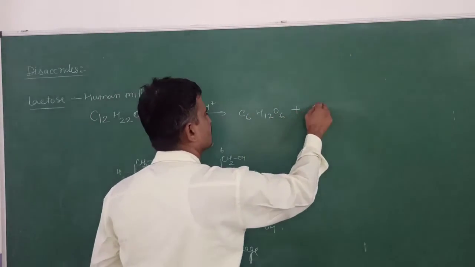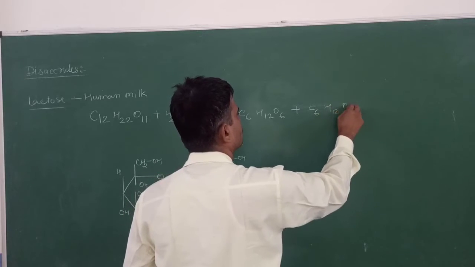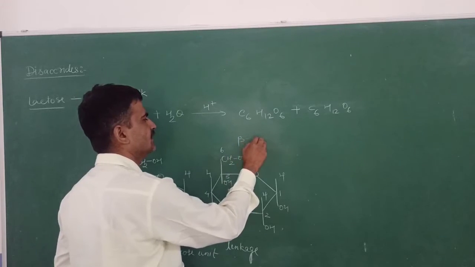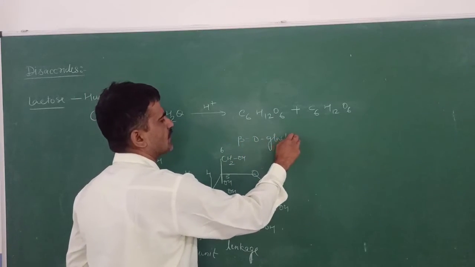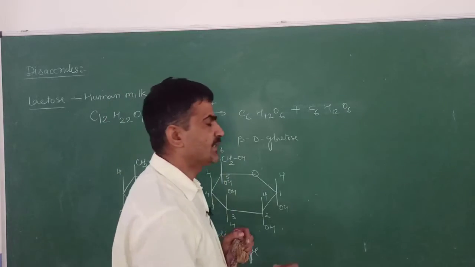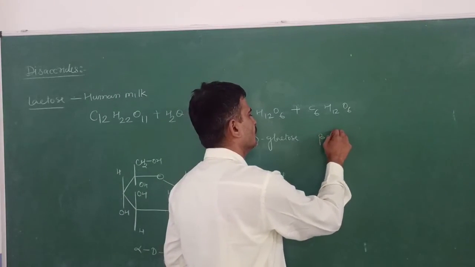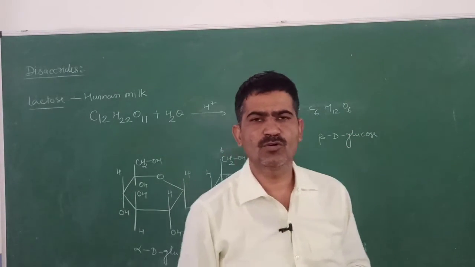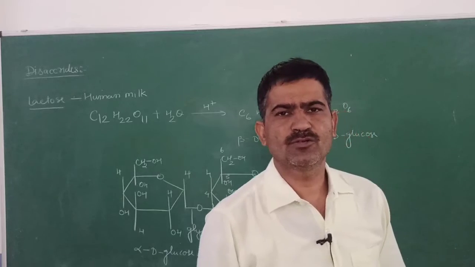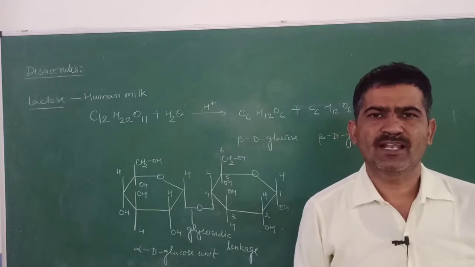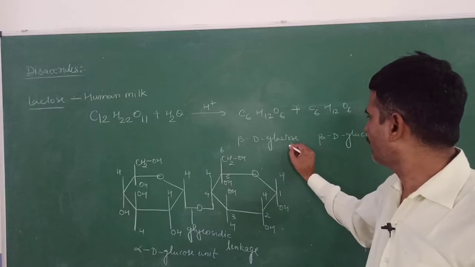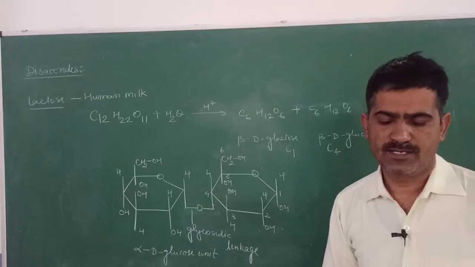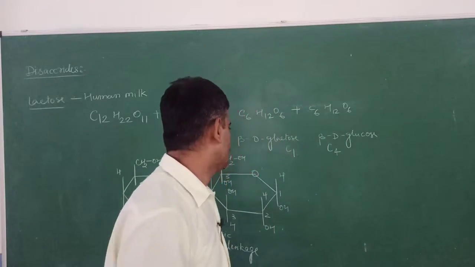C6H12O6 plus C6H12O6. In that, one unit is beta D galactose, and another unit is beta D glucose, and these two units are joined together by means of the glycosidic linkage. C1 carbon of the galactose and C4 carbon of the glucose are linked together. Let us draw their structures.